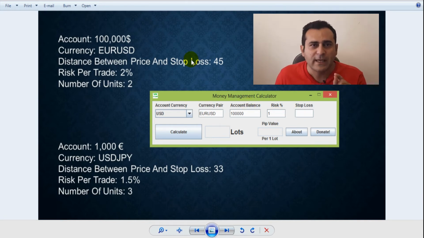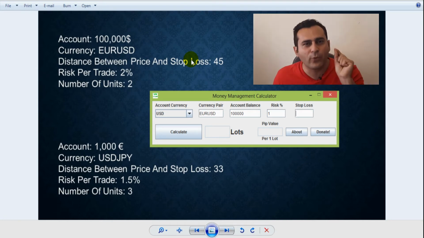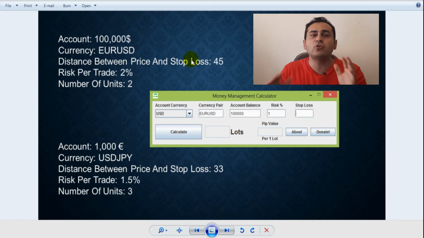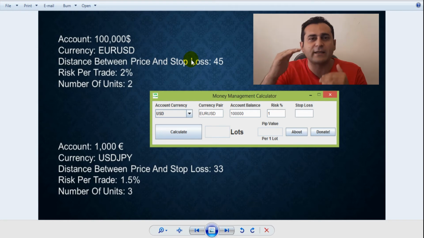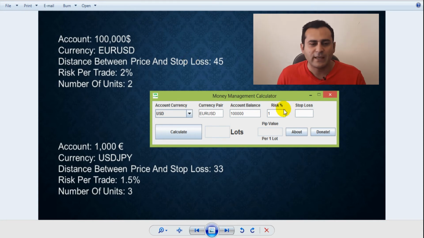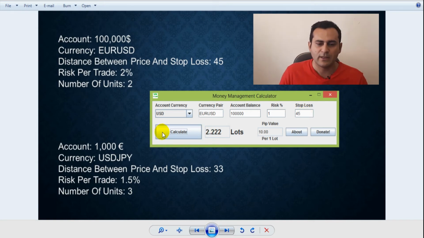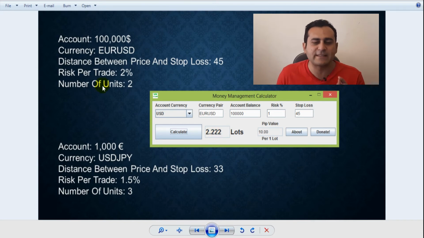The stop loss is the distance between price and the stop loss, and you should know it in your strategy. Okay, in your strategy you should know where your entry point is, where your stop loss is, and the distance between price and stop loss will go here. In this case it is 45 pips. 45. Okay, then click on calculate. The lot size for this example is 2.22. Okay, it's very easy. It's very, very easy.